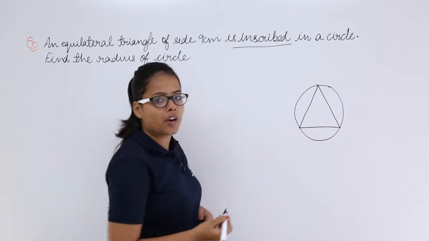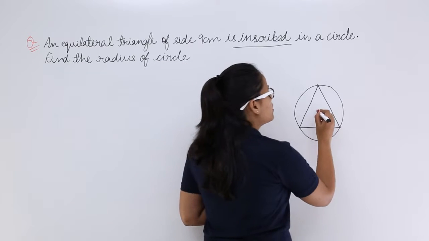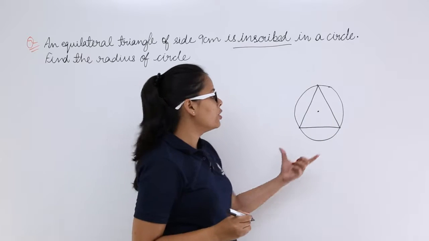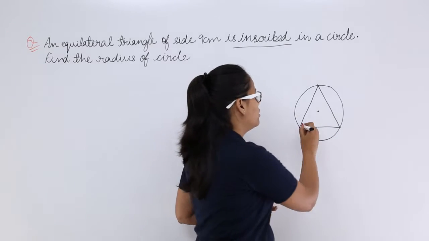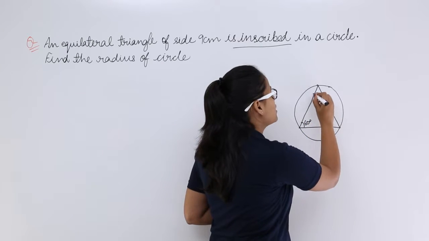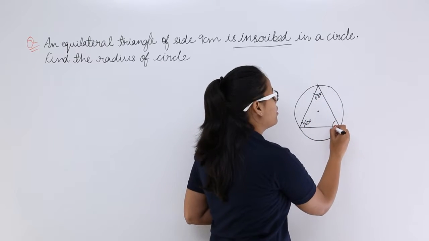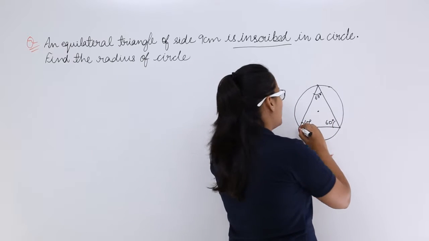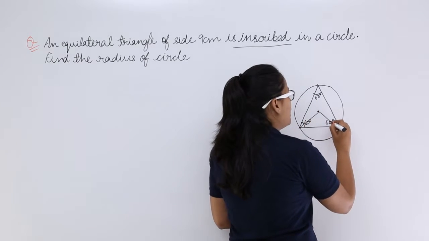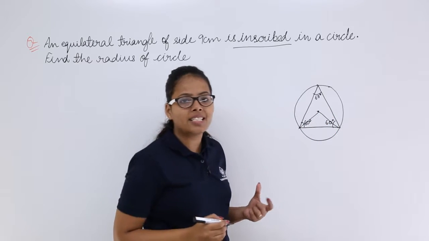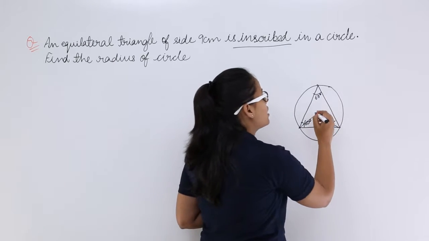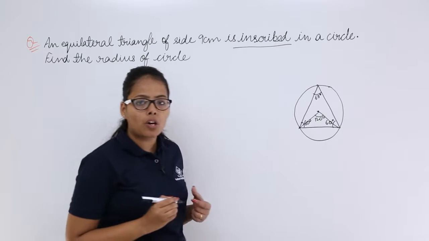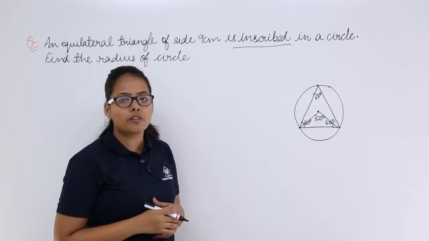This is the equilateral triangle. And let's suppose here the center of the circle is lying. You know that if a chord is subtending a 60-degree angle at the perimeter of this circle, then it will be subtending double of this angle at the center of the circle. So if it is 60, then this angle will be 120 degrees. We have already discussed this under the properties of circle.